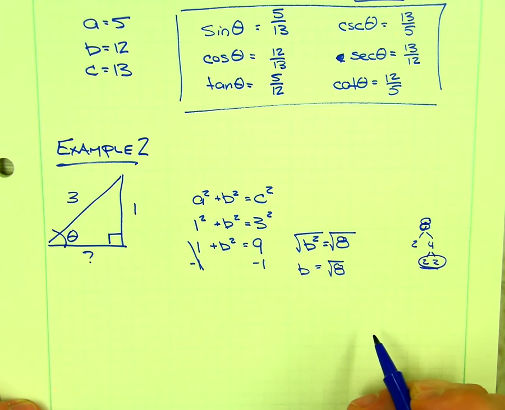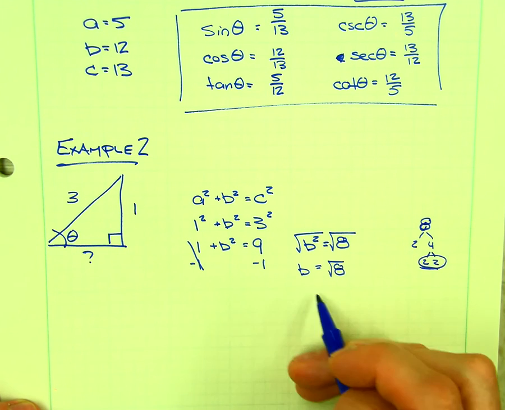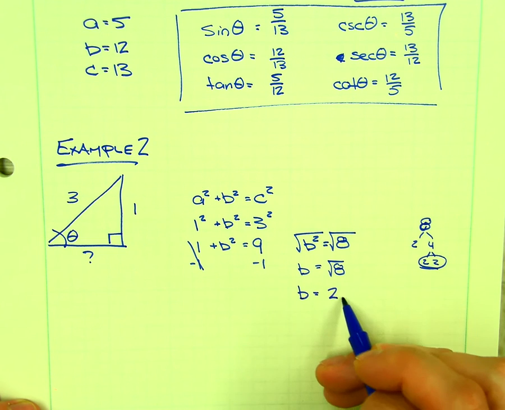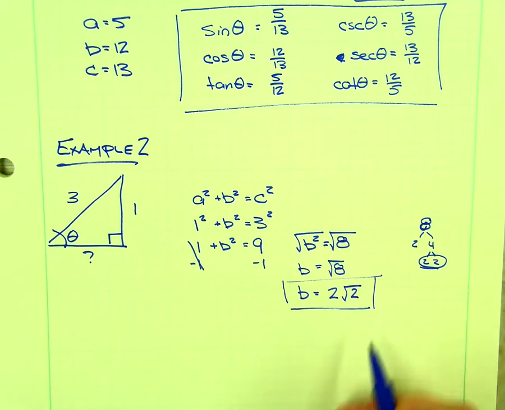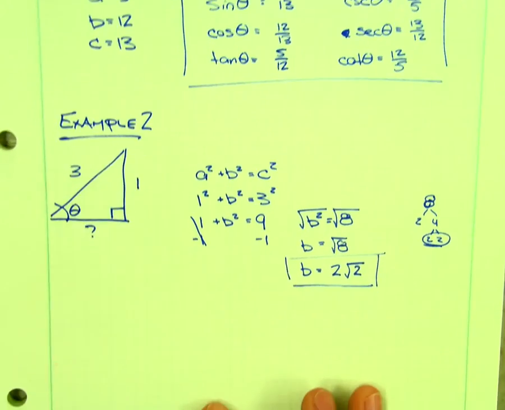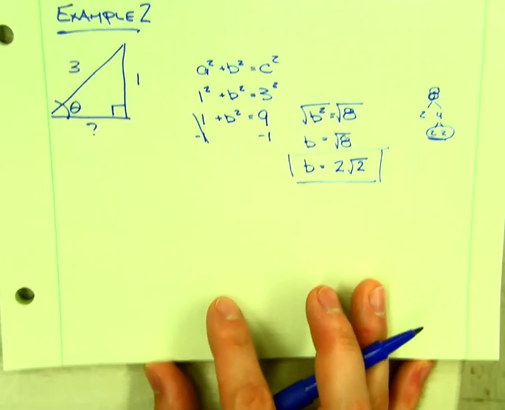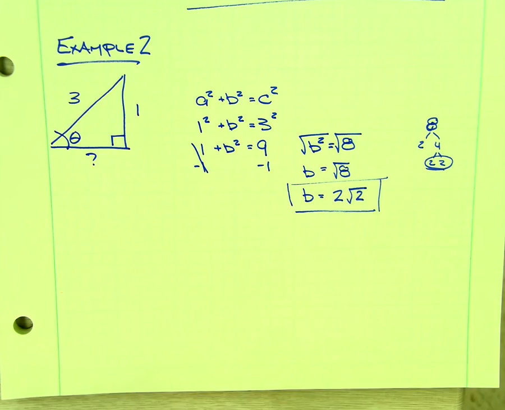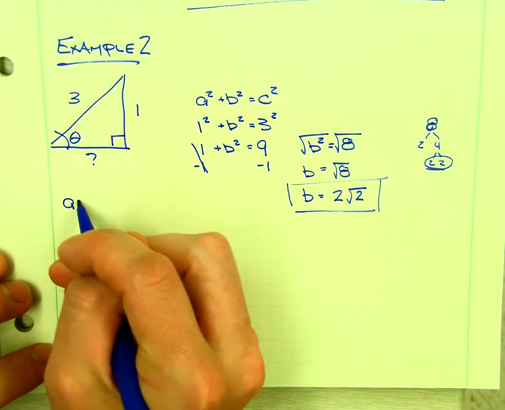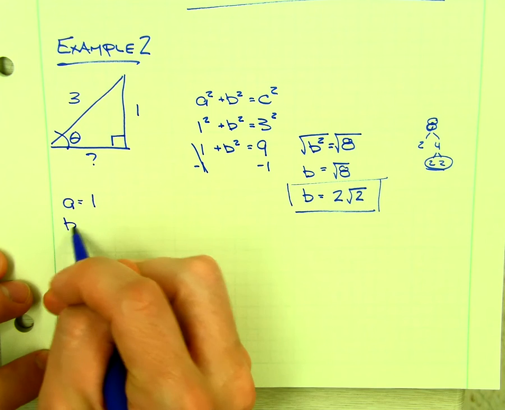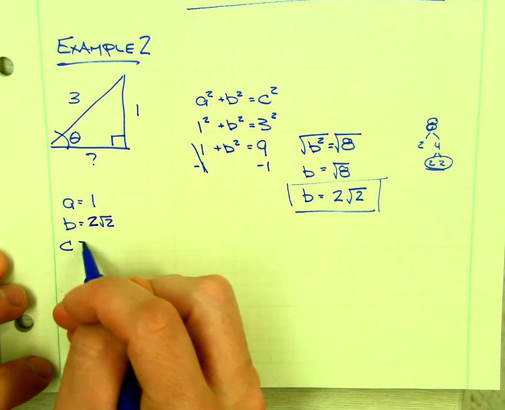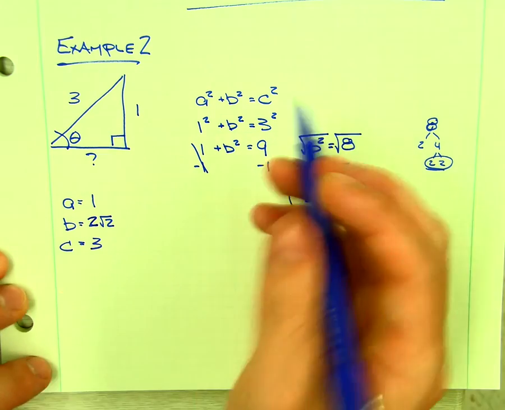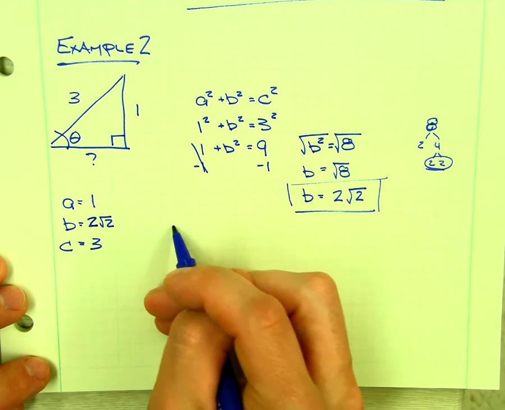I see I've got some 2's I can pull out, but then a 2 has to stay in. So b can also be equal to 2 root 2. I can pull these 2's out, square root of 2. Going back to some of the stuff that we reviewed earlier. Now this isn't my answer, of course, this is just what b is equal to. But now that I know a is equal to 1, b is equal to 2 root 2, and c is going to be equal to 3, now I can figure out what my 6 trig functions are.